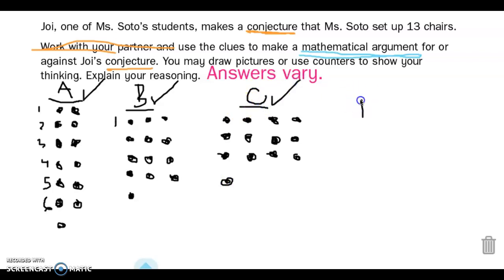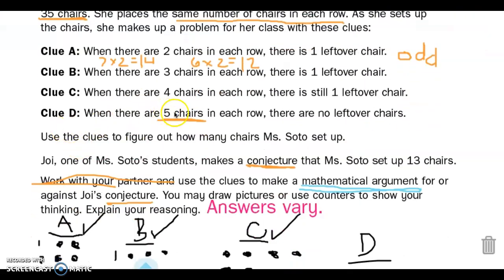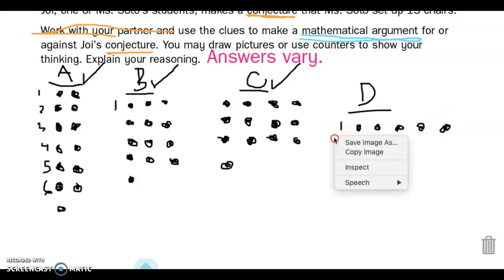Okay, time to check our last one. Do you think Joey got this right or not? When there are 5 chairs in each row, there are no leftover chairs. Well, here's row 1. Let's see. 1, 2, 3, 4, 5. Okay, row 2. Oh my. Row 2. 1, 2, 3, 4, 5. Okay, let's figure out my array. What do I have so far? 2 times 5. 5 times 2 is 10.